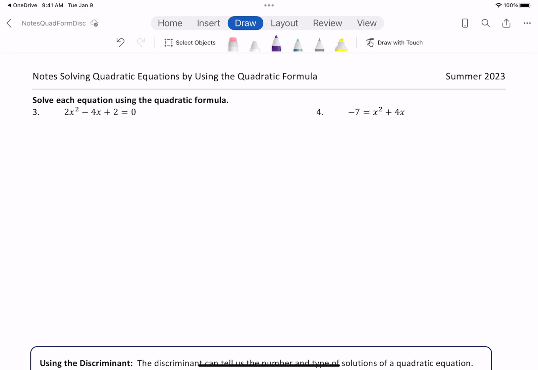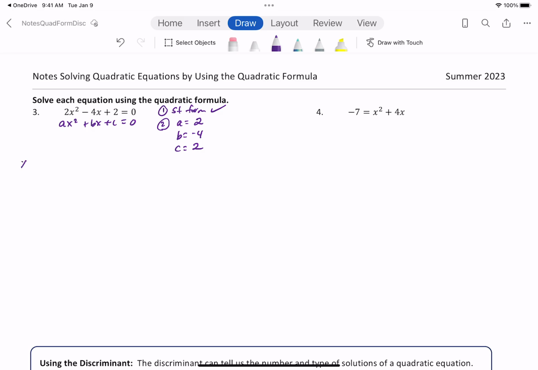Alright, for this next problem, this one is in standard form. So it's in ax squared plus bx plus c equals 0. So we can read off our values for a, b, and c. So a in this case is 2, b is negative 4, and c is positive 2.